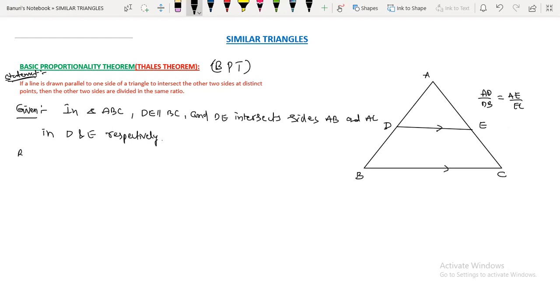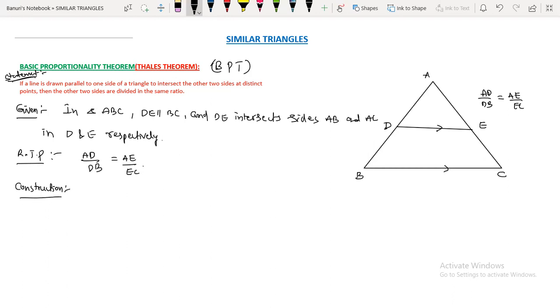So what we have to prove here? Required to prove, RTP. RTP means required to prove. We have to prove that the ratio AD by DB is equal to the ratio AE by EC. This is what we have to prove. To prove this theorem, we need an extra construction, and that construction also we have to mention here.